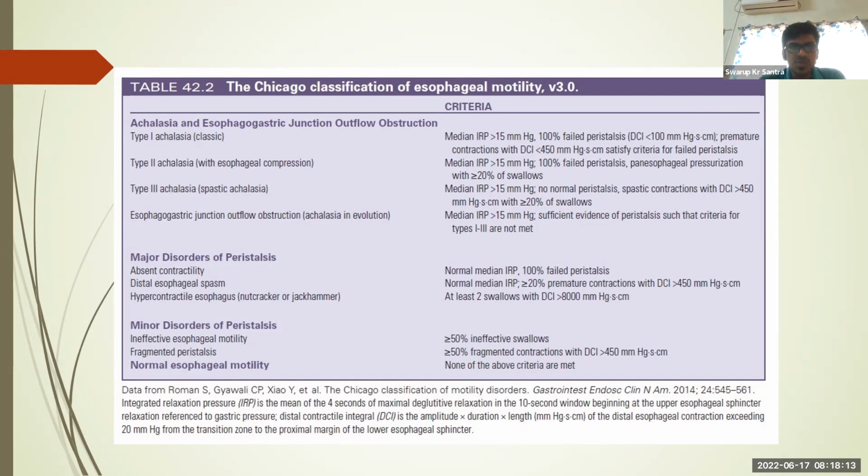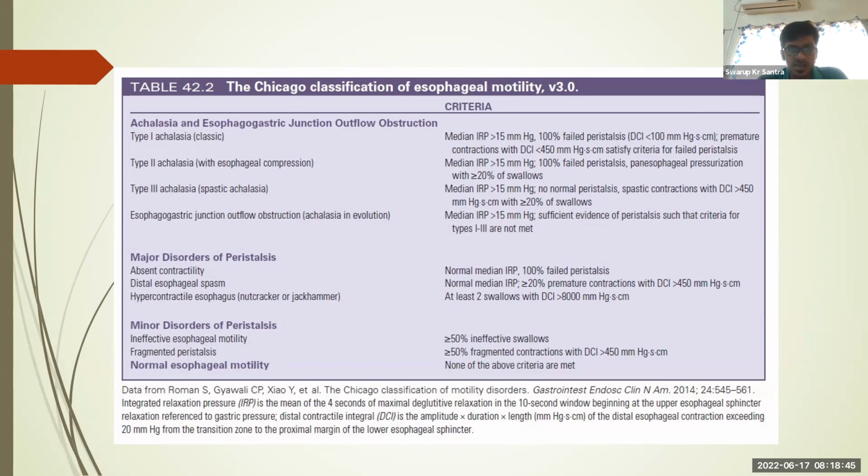If the IRP is normal and there is 100% failed peristalsis, then it is absent contractility. If the IRP is normal and there are more than 20% premature contractions with DCI more than 450, then it is distal esophageal spasm, previously known as diffuse esophageal spasm. And at least 2 swallows with hypercontractile nature, that is DCI more than 8,000, is called hypercontractile esophagus, or nutcracker or jackhammer esophagus.